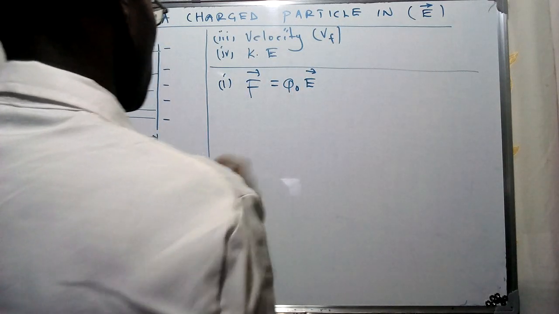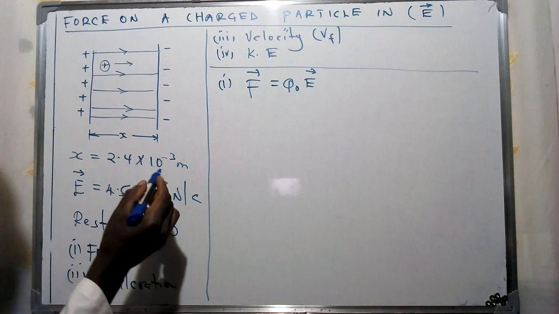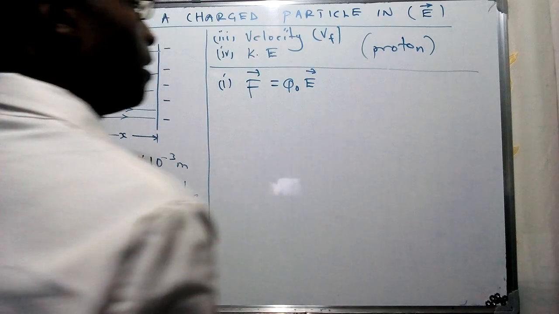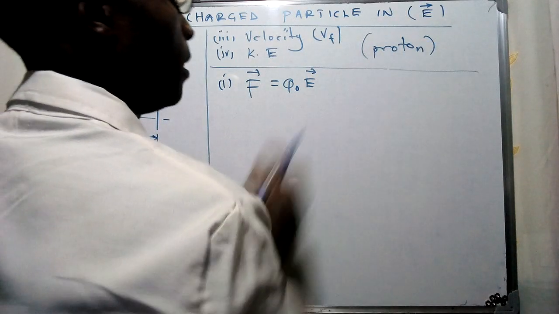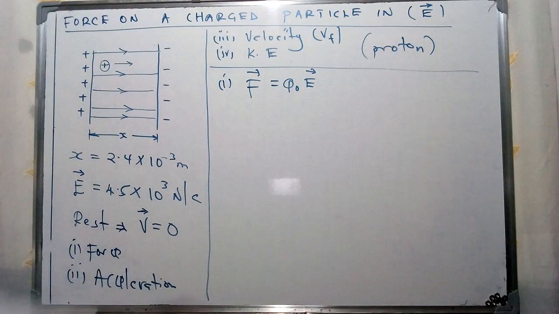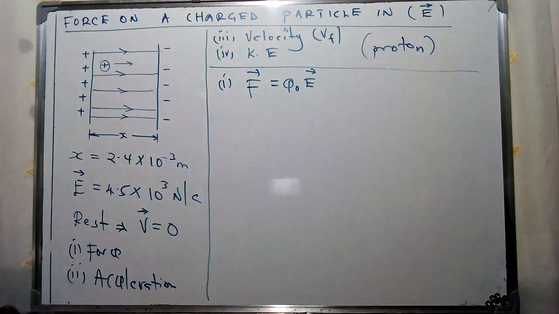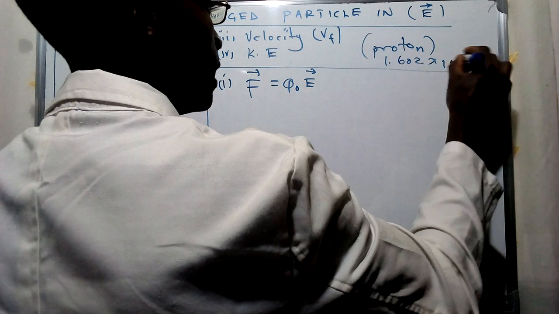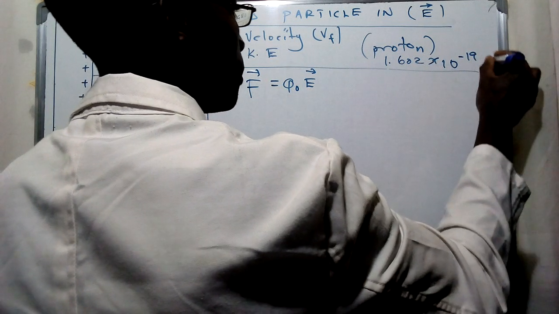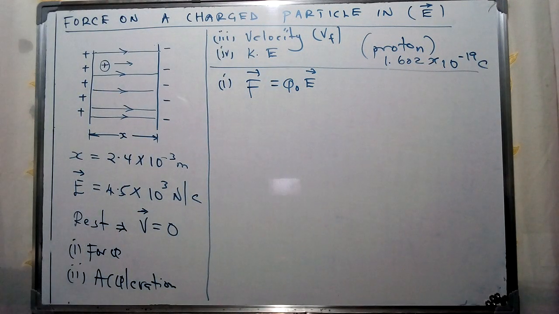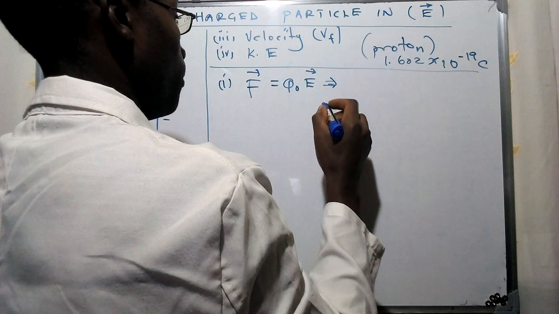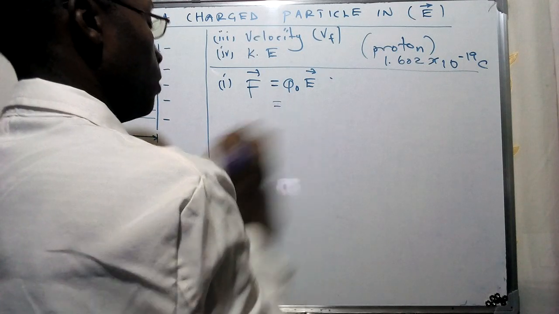Having been given this particle as a proton, we had said that the charge of a proton and of an electron are the smallest quantities which form a unit of charge. This is equivalent to 1.602 times 10 to the negative 19 coulombs, and we're going to use that amount for the charge. Therefore, we can do a substitution and find the amount of force, whereby we're going to do it this way.